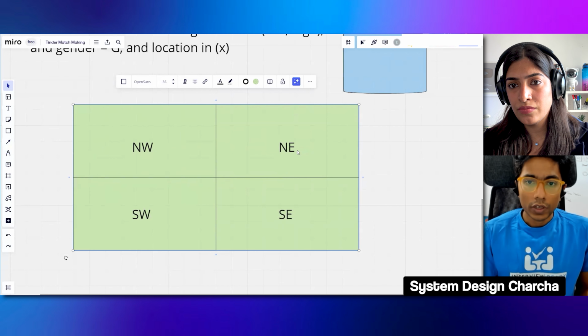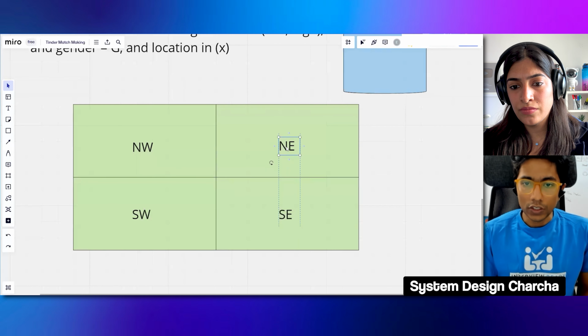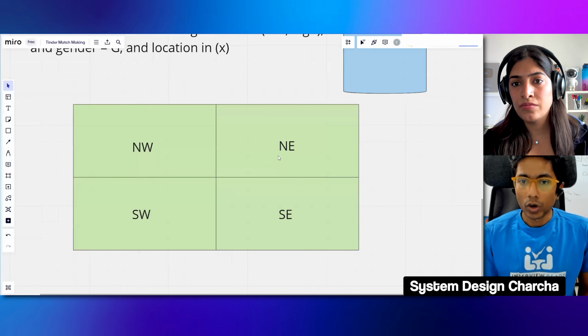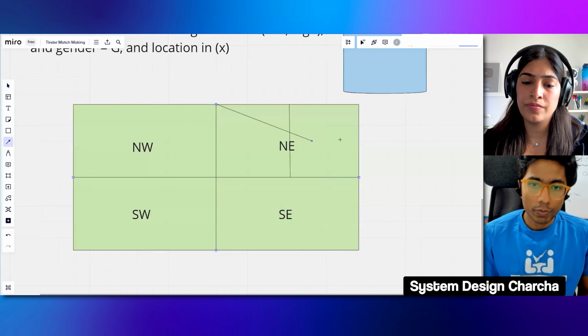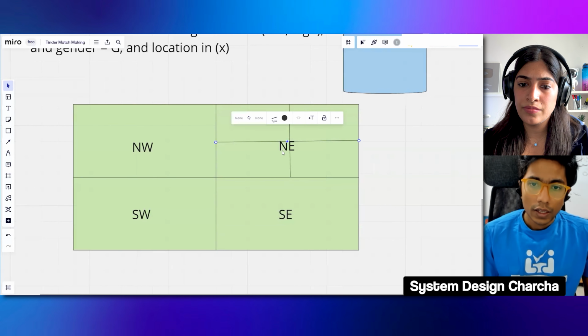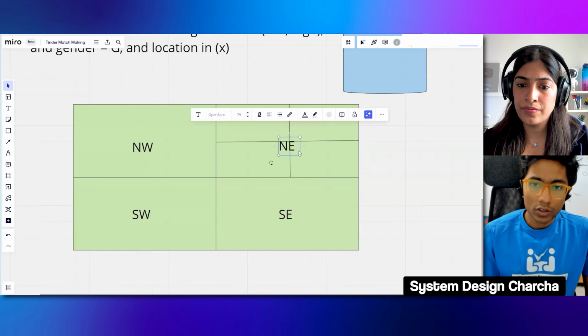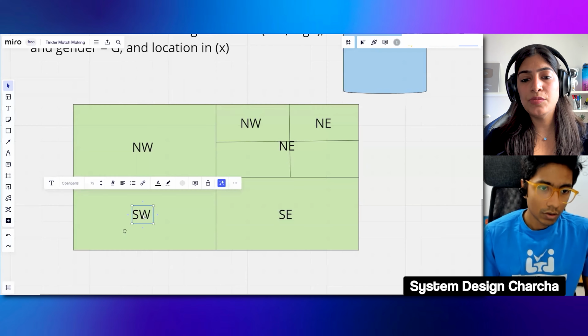Now, if Keerti says that I need to go northeast, after that what? If you want to break it into further smaller pieces, then we can. We will split it into even smaller pieces. Now this large northeast will become a smaller northeast here. It will have its own northwest. Basically, guys, this becomes a tree.